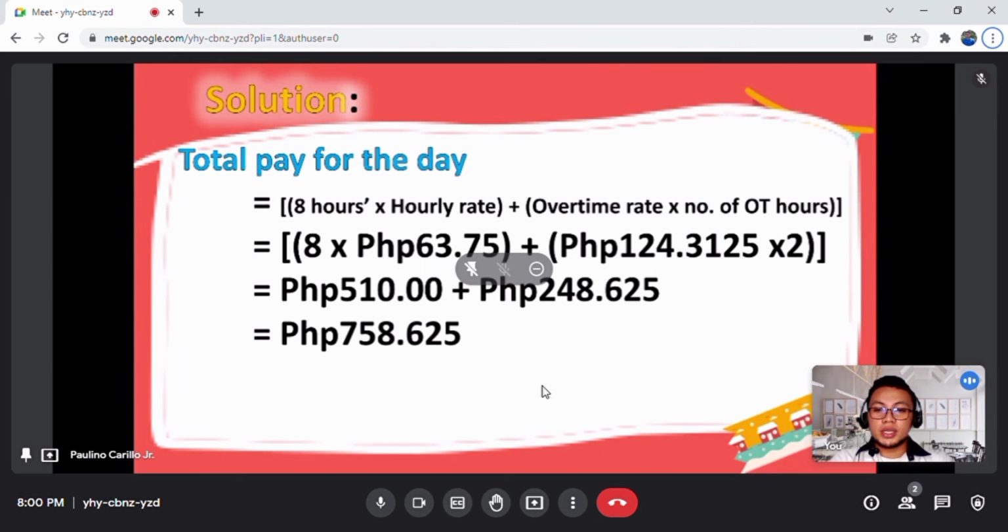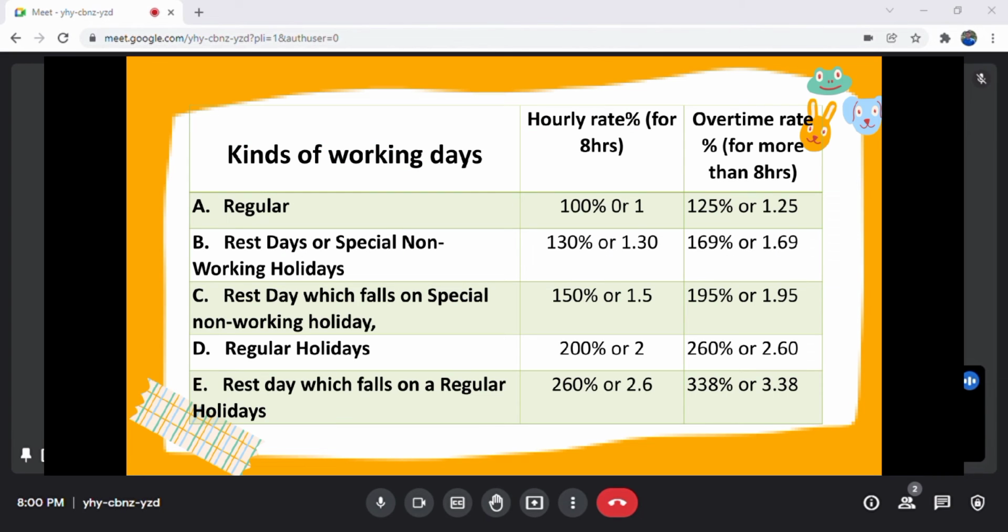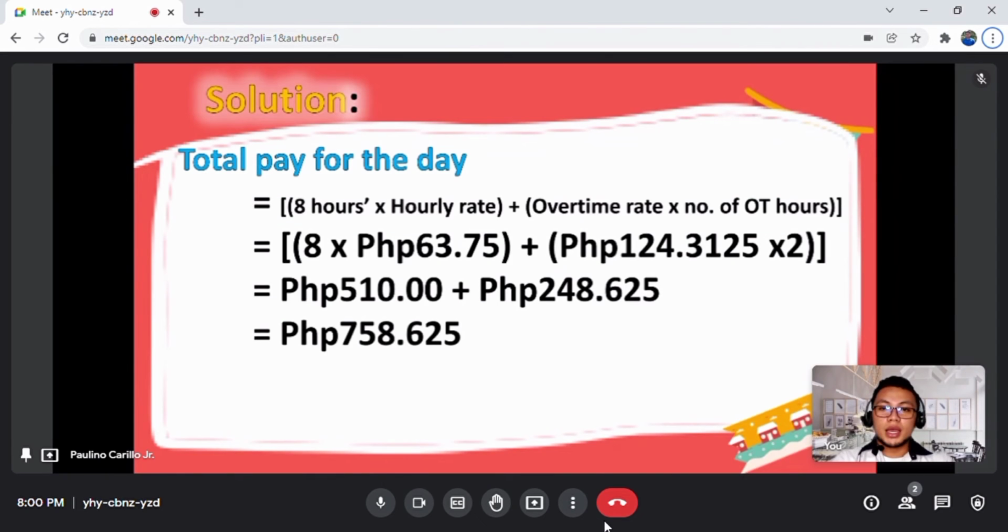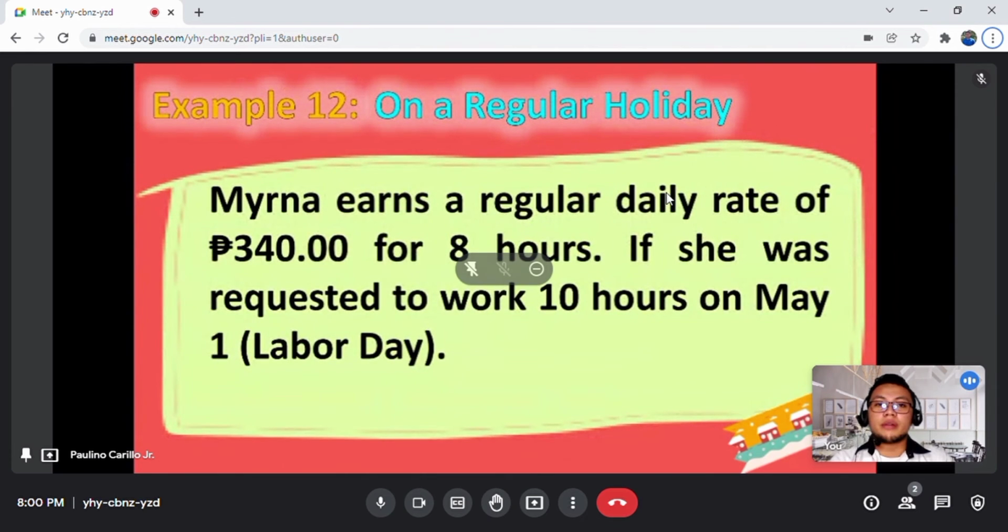Notice, it is very easy to solve her total pay, her hourly rate, and her overtime rate if we familiarize ourselves with what is written on the table, which contains the hourly rate percentage for 8 hours and the overtime rate. Now, let us try to solve on a regular holiday.